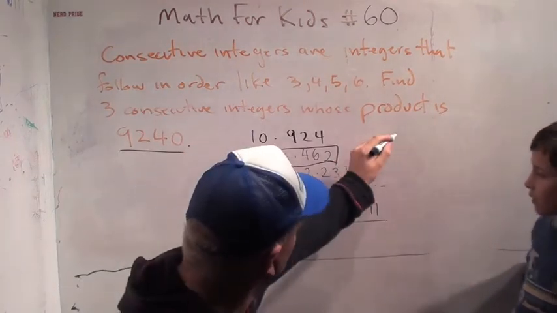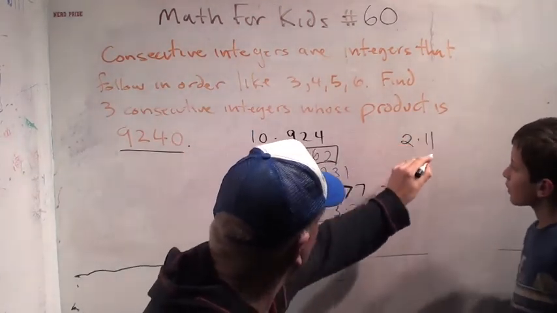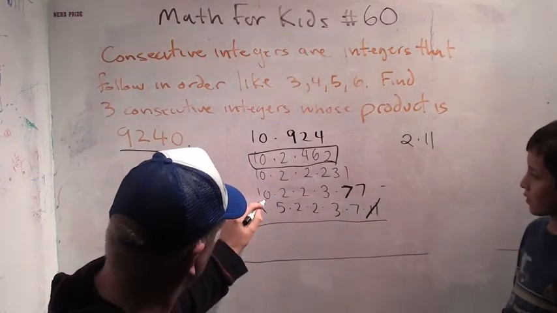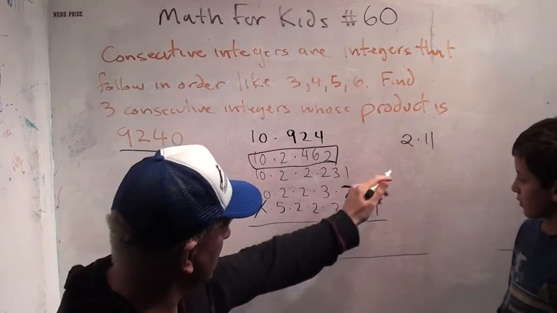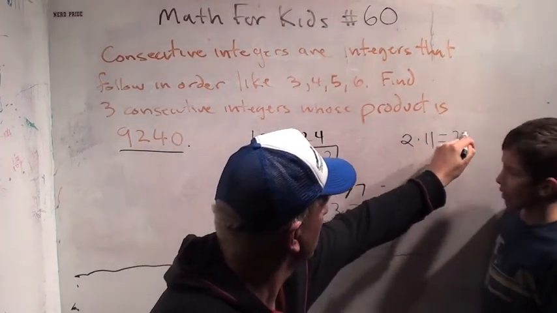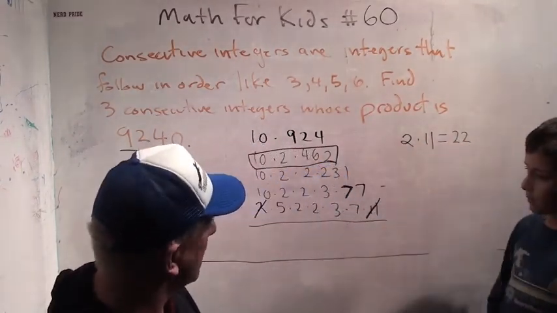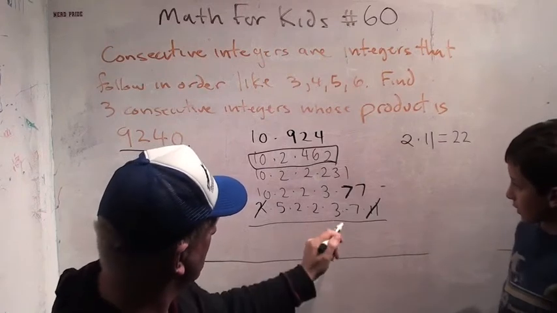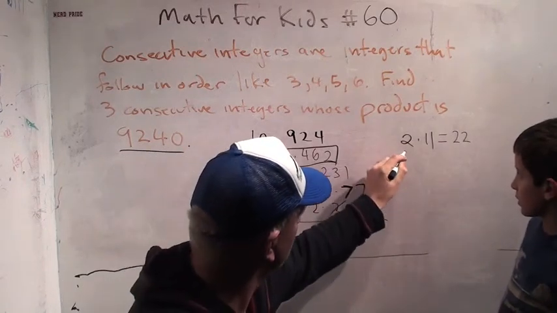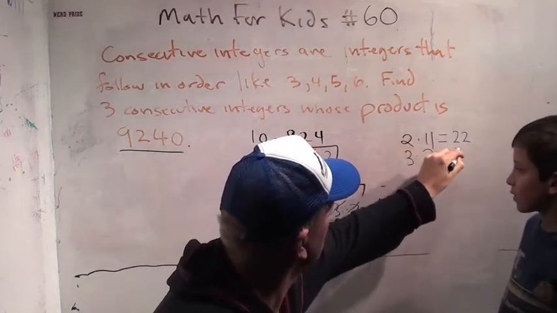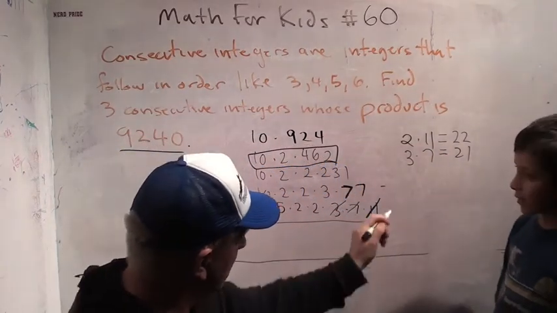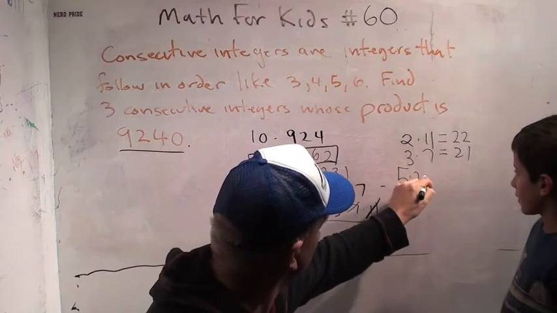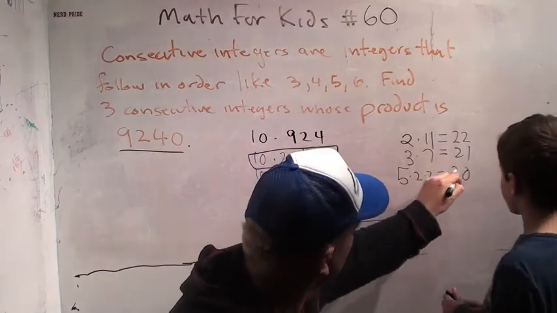So now we could do 2 times 11, and we're left with these. Now, are there any multiples of 7 near 22? Yeah, 21. Which is 7 times 3. Oh, that's interesting. Hey, look at that. What's 5 times 2 times 2? It's 20. Wow. Hey, look at that.